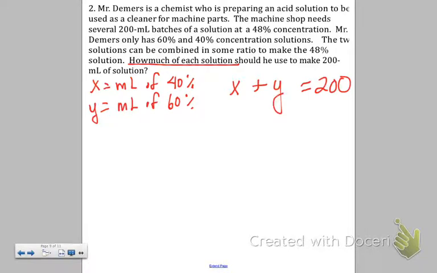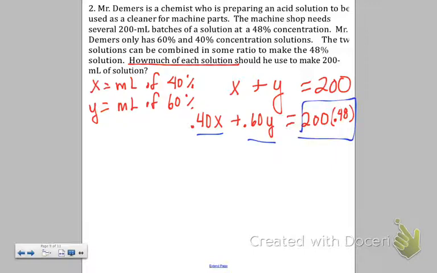So where do we get our second equation? Well, of the 200 milliliters, 48% of that, so 200 times 0.48, is the pure chemical. So if we take the amount of the weak and multiply that by 40%, that gives us the amount of pure chemical that we're getting from that one, plus 60% times the strong, because the amount of the strong times the percent concentration gives us the total amount of pure chemical that we're getting. So if we get the amount of chemical from the weak and the amount of chemical from the strong, that gives us the total amount of pure chemical that we're looking for.